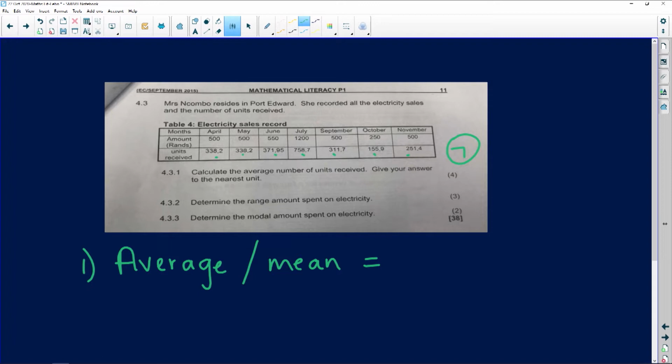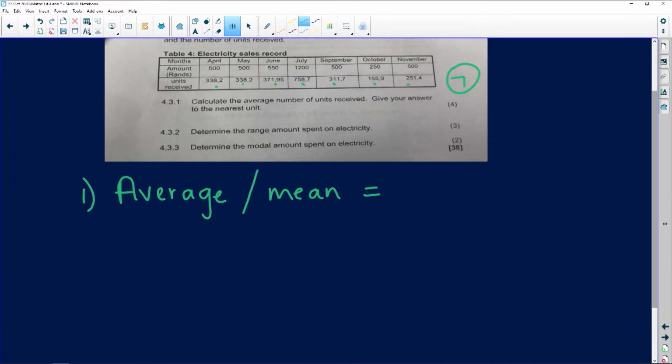Let me go now and add my units. You get a mark, guys, for adding these units. Sometimes learners are so lazy. They don't want to add the units. 338.2. There's no time to be lazy anymore, guys. I cannot emphasize how we need to get up and start working.